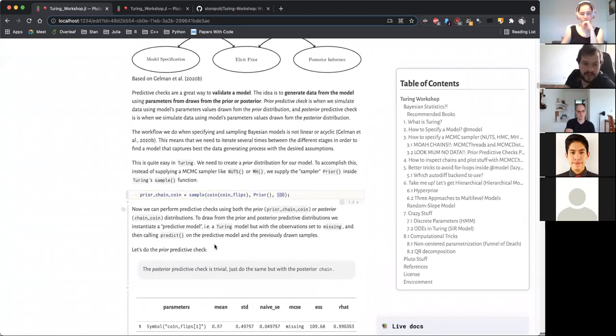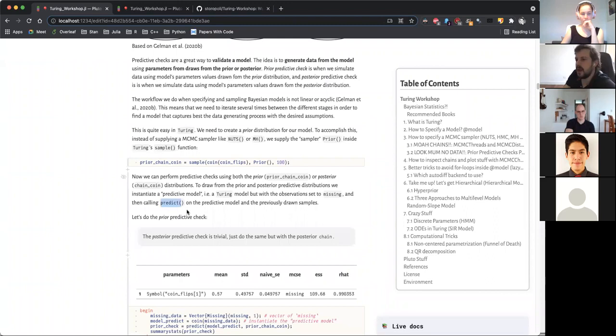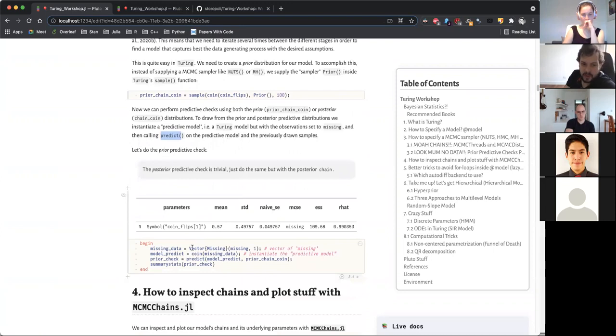And once we have that, I run a predict function using a chain and also using my model. So I have to instantiate a vector of missing data. Then I use missing, and I just have one observation. You can have more if you want more robust prior predictive checks. And then I call predict. I call the model with the missing data. This is the prior prediction.